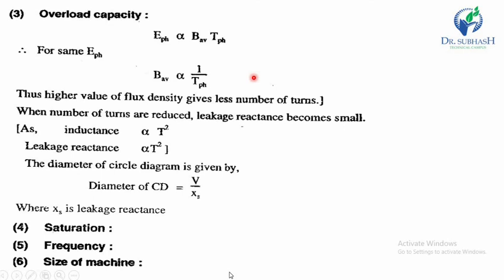Now, in this lecture, we studied the output equation of an induction motor, some factors affecting the size of the machine, and the factors affecting the choice of specific magnetic loading. In the next lecture, we will study the choice of specific electric loading, the design of stator winding, and how some factors affect the length of the air gap.